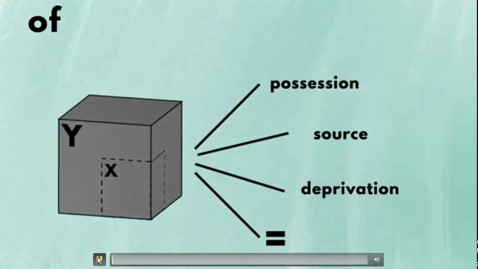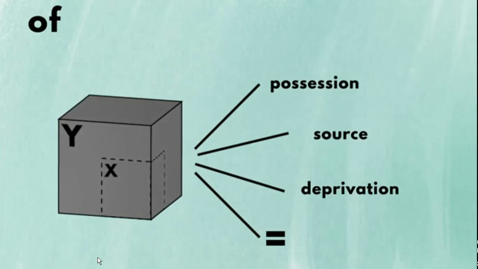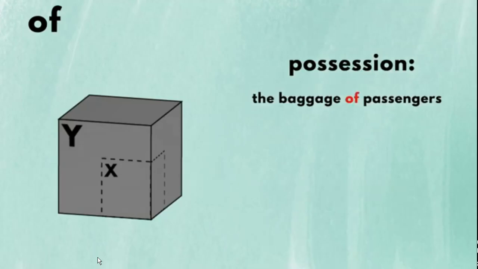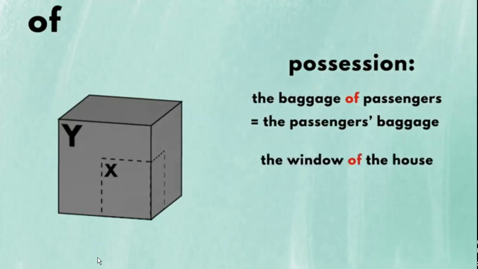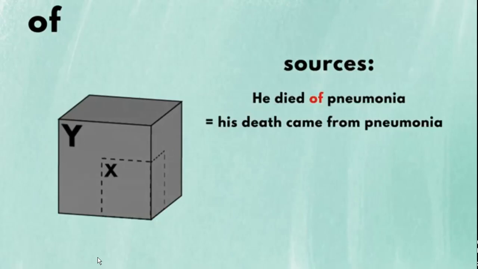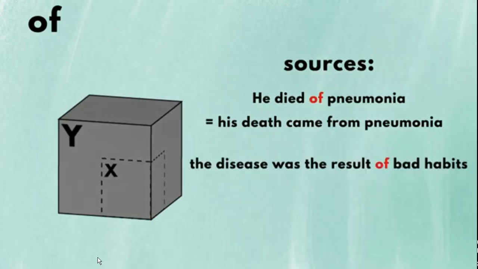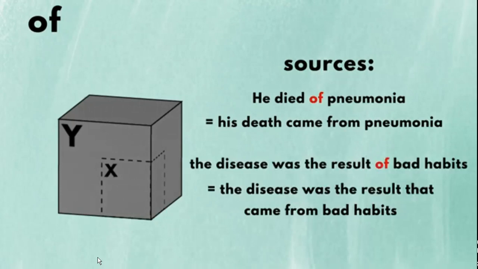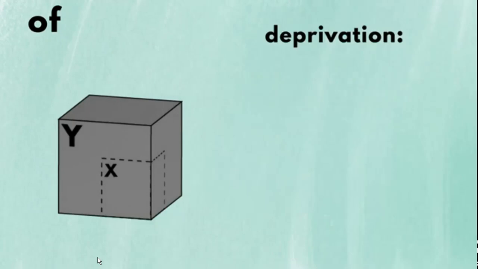Now here we go. We are talking about position, source, deprivation or equal sign. All four we use with "of". So here we go one by one. What is position? Position is like, when I said the baggage of passengers, it means it belongs to the passengers. The window of the house, right? Source is when we say he died of pneumonia. His death came from pneumonia, right? The disease was the result of bad habits. Again, the disease was the result that came from bad habits. So here we are talking about the source.